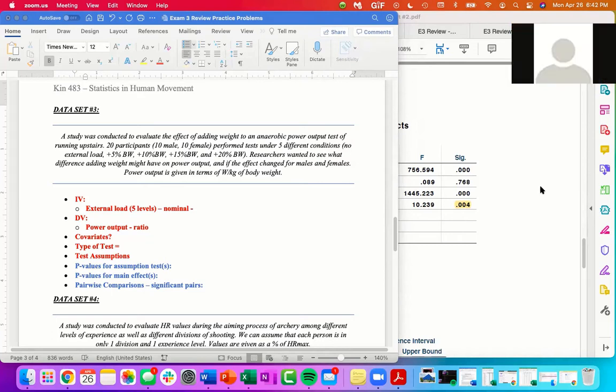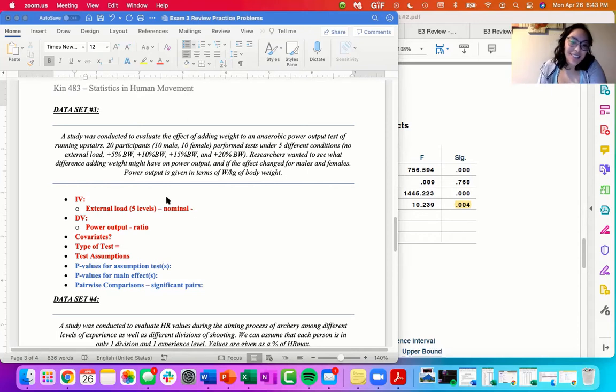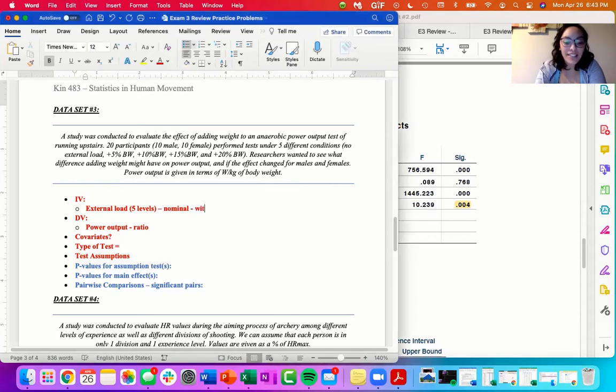I retract my statement. It's between. I mean within. Okay. We've got more votes. All right, cool. So it'd be a within subject because we said 20 participants perform each of the 5 conditions.